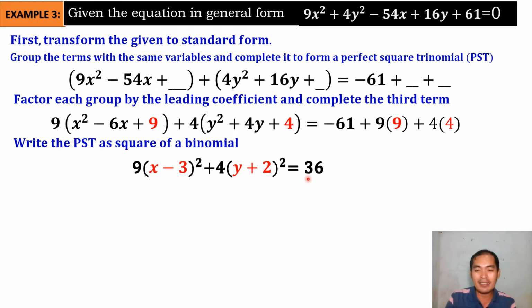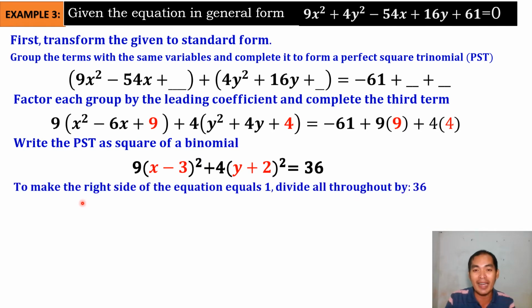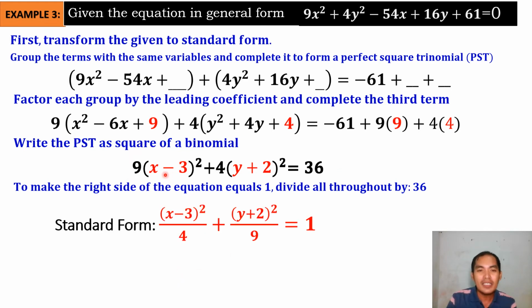After that, ang task natin, ang dapat, ang nasa right side ay 1. Laging 1 ang nasa right side as standard form of the ellipse. So, ang gagawin, magdi-divide tayo ng 36. Since nag-divide tayo sa right side, you divide also the left side. There are two terms, so you divide all by 36. To make the right side of the equation equal 1, divide all throughout by 36. So, 9 divided by 36 is 1 over 4. Or 36 divided by 9 is 4. Yun ang denominator. Okay? So, we have here x minus 3 squared over 4.